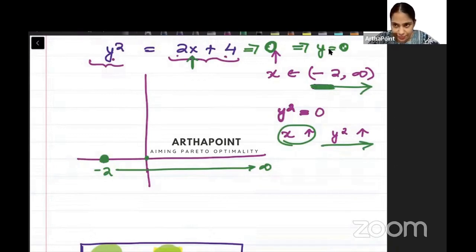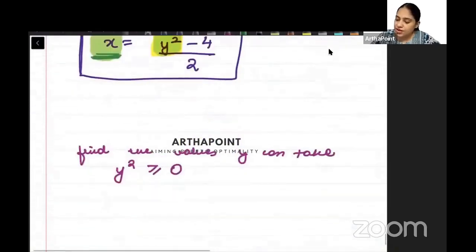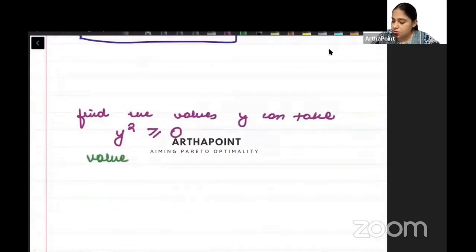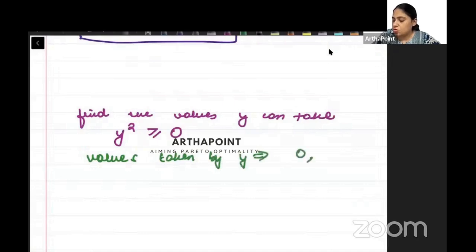So what will happen is that y is 0 when x is -2, and then x is increasing its values. The values taken by y will also increase. It means that y will take any value from 0 to infinity. So the values taken by y will be 0 to infinity.